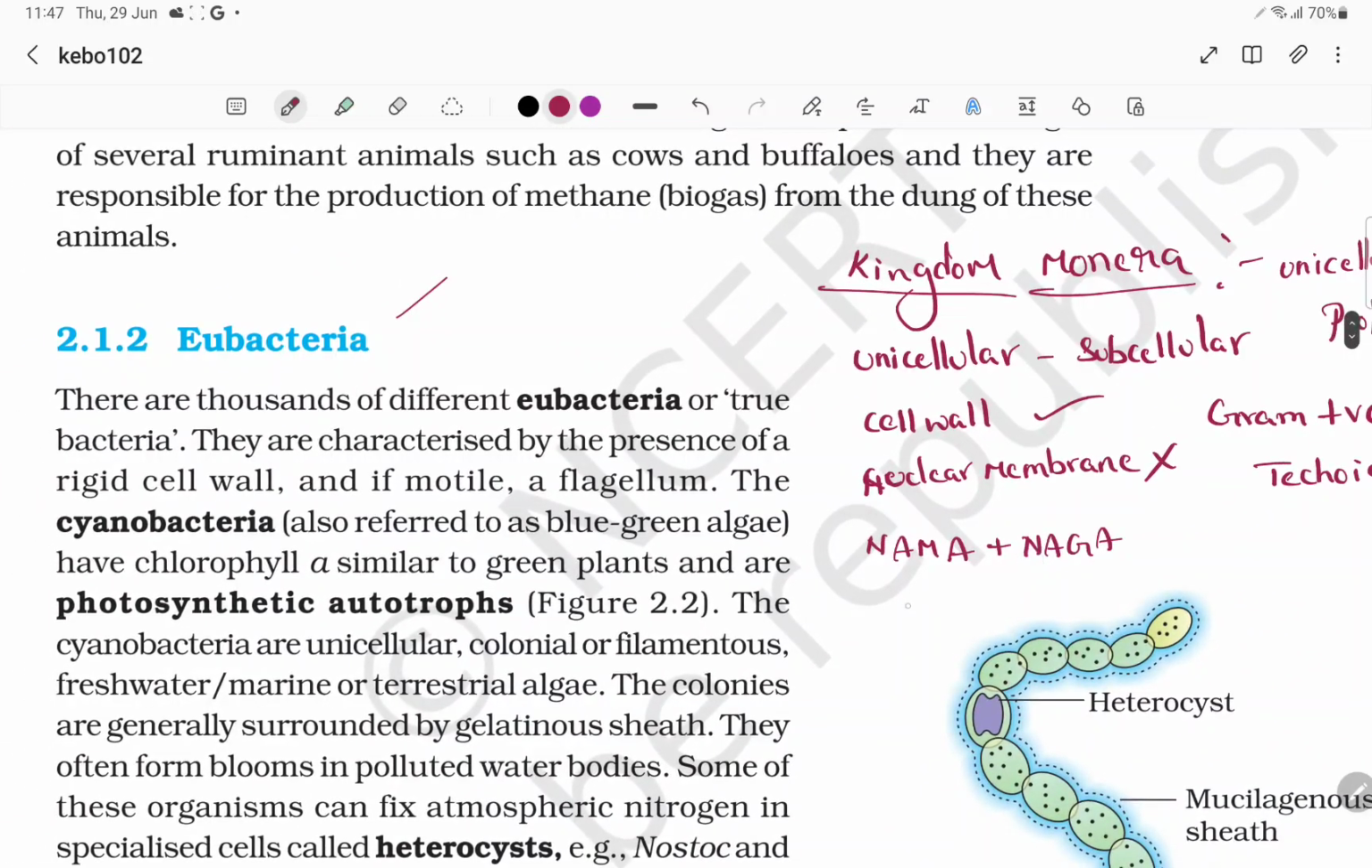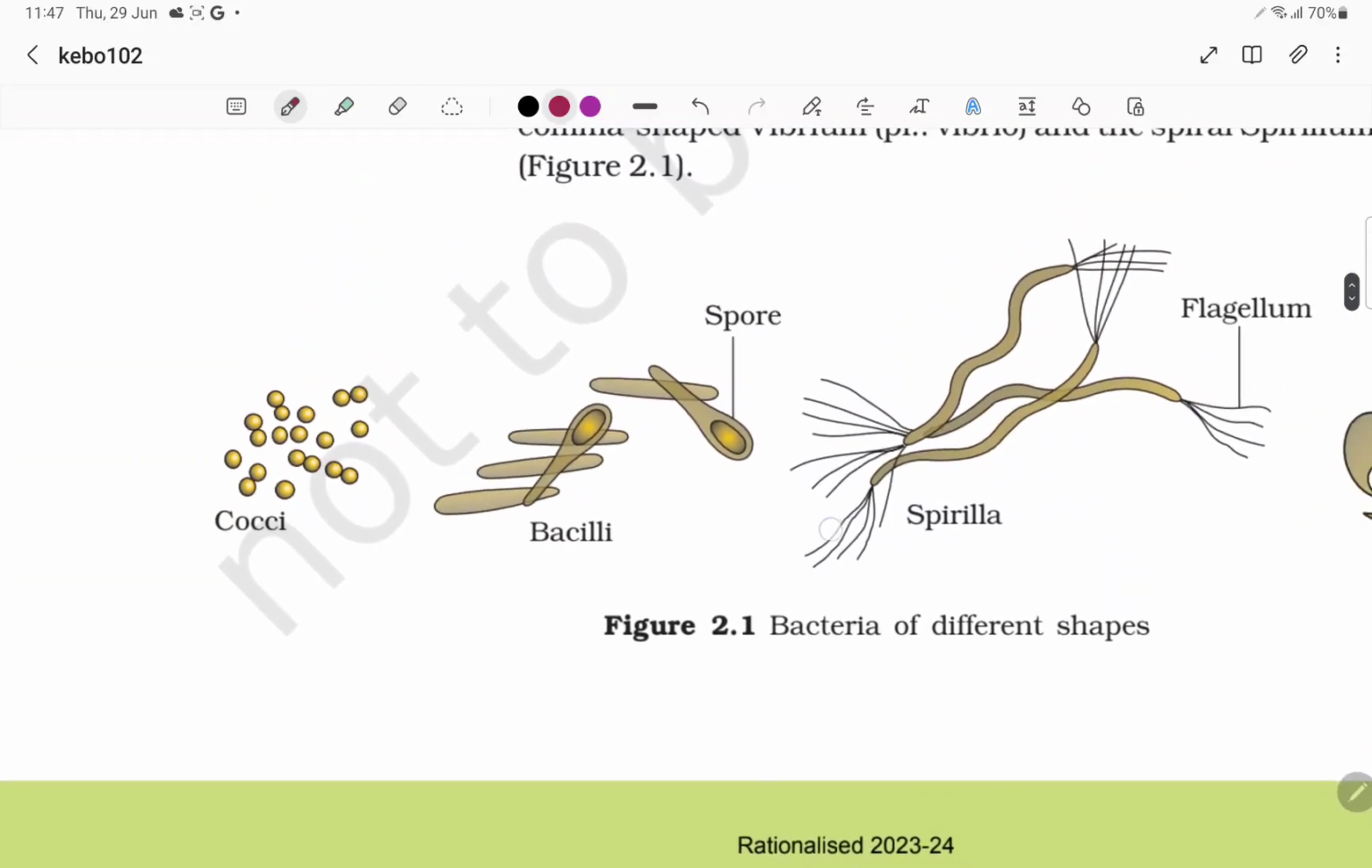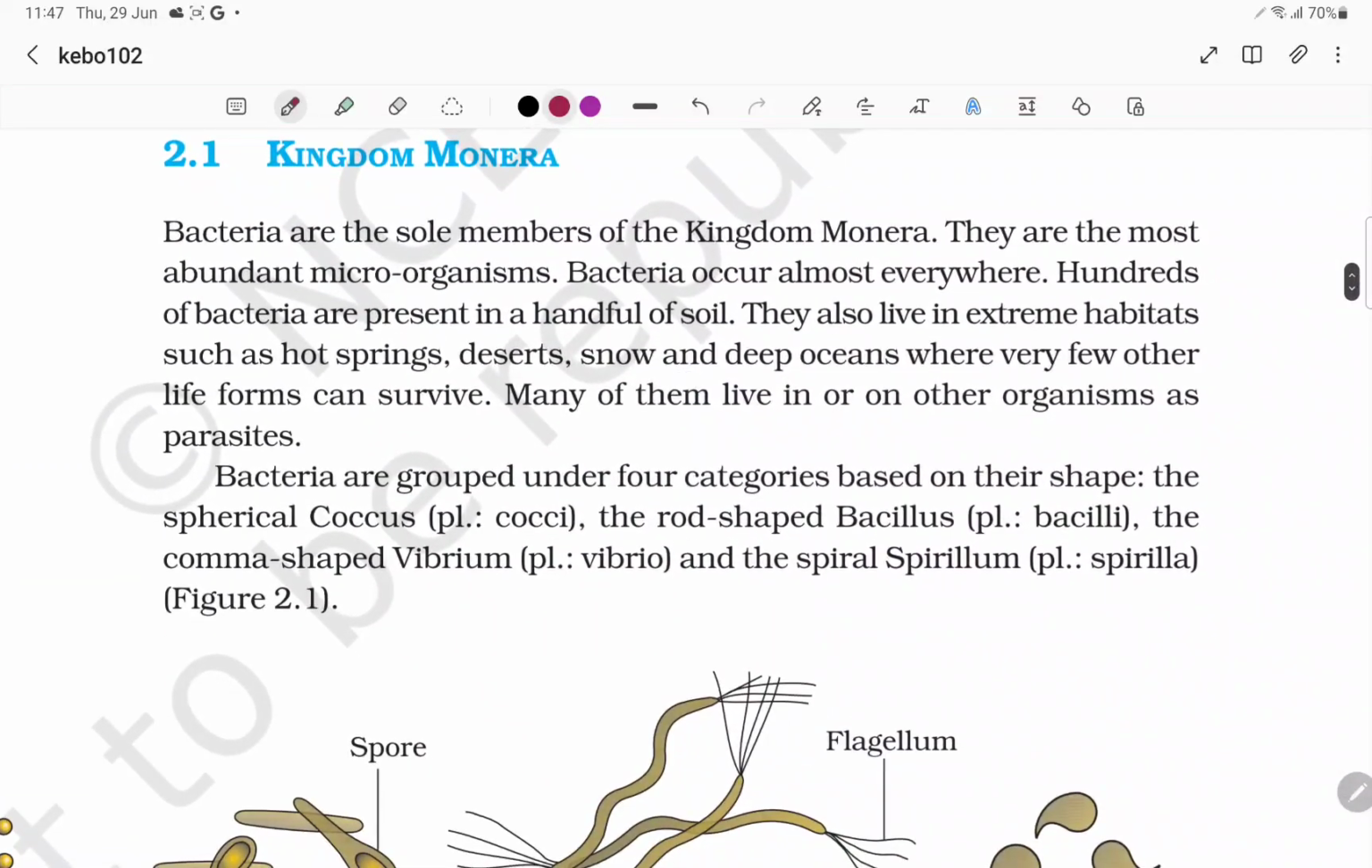So this kingdom Monera is again divided mainly into the Archaea and the eubacteria, two categories mainly. Under Archaebacteria you have halophiles, thermoacidophiles, methanogens. So let's talk about kingdom Monera. Bacteria are the sole members of kingdom Monera.